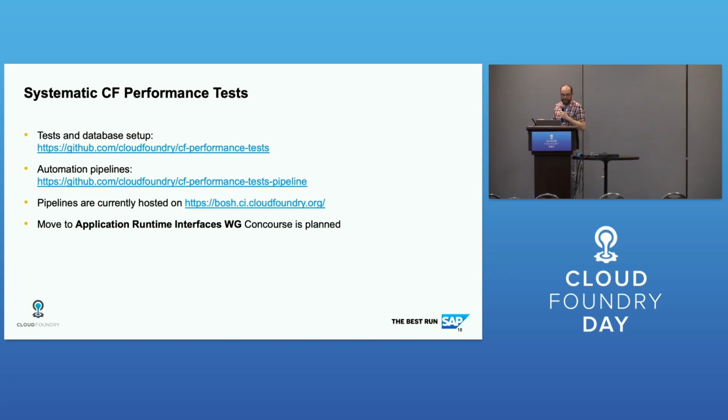If you're interested, everything is on GitHub.com. So the tests and the database setup is in the CF performance tests repository, and the automation pipelines and I think also the test results are in the CF performance tests pipeline repository. The pipeline is currently still hosted on the Bosch CI Concourse, but it is planned to move everything to the application runtime interfaces working group Concourse.